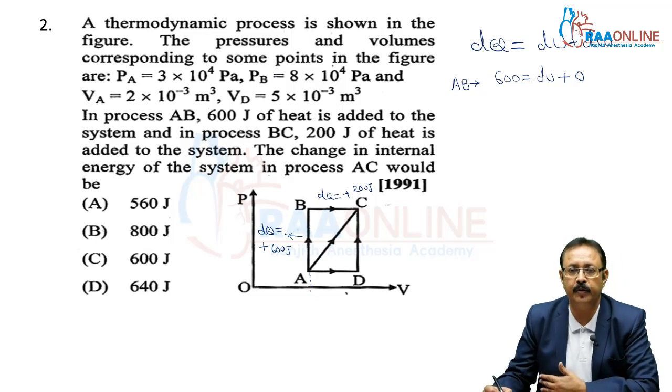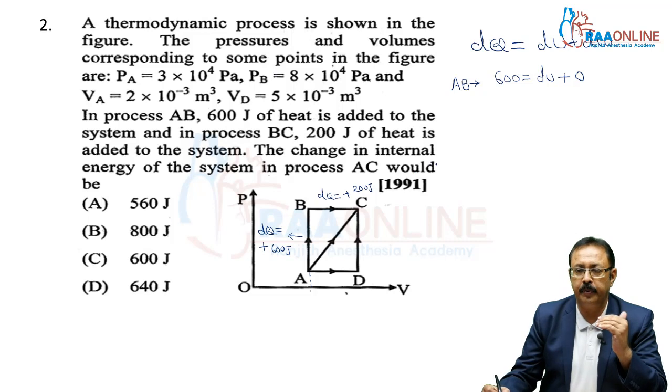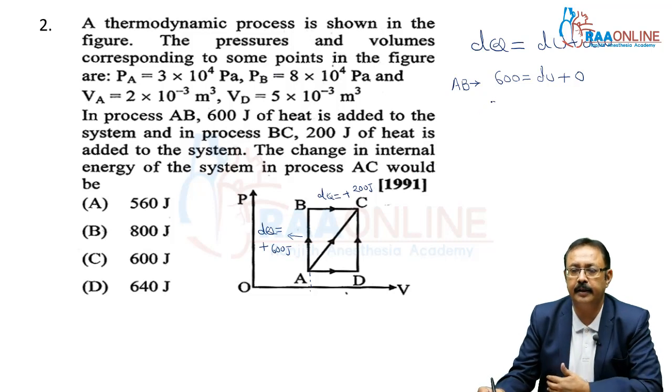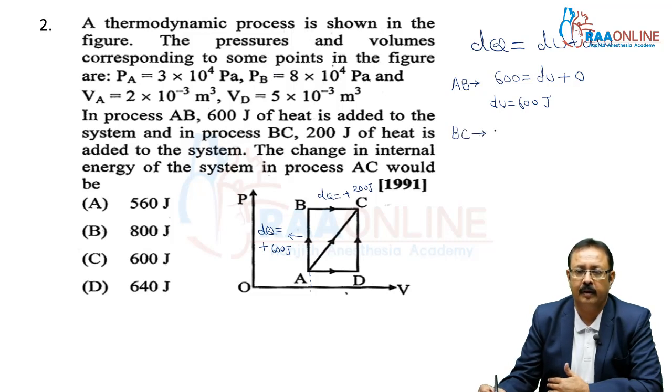It means when you move from A to B, internal energy is increased by 600 joule. du is positive, meaning increased by this amount. Now we are moving from B to C. Again applying this rule, what is dq? dq is plus 200 joule.